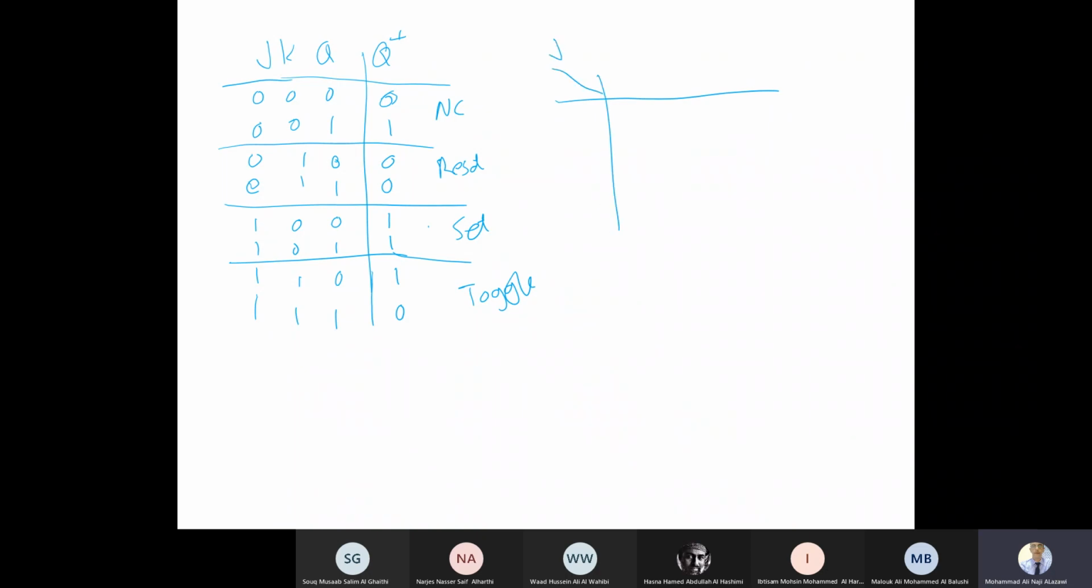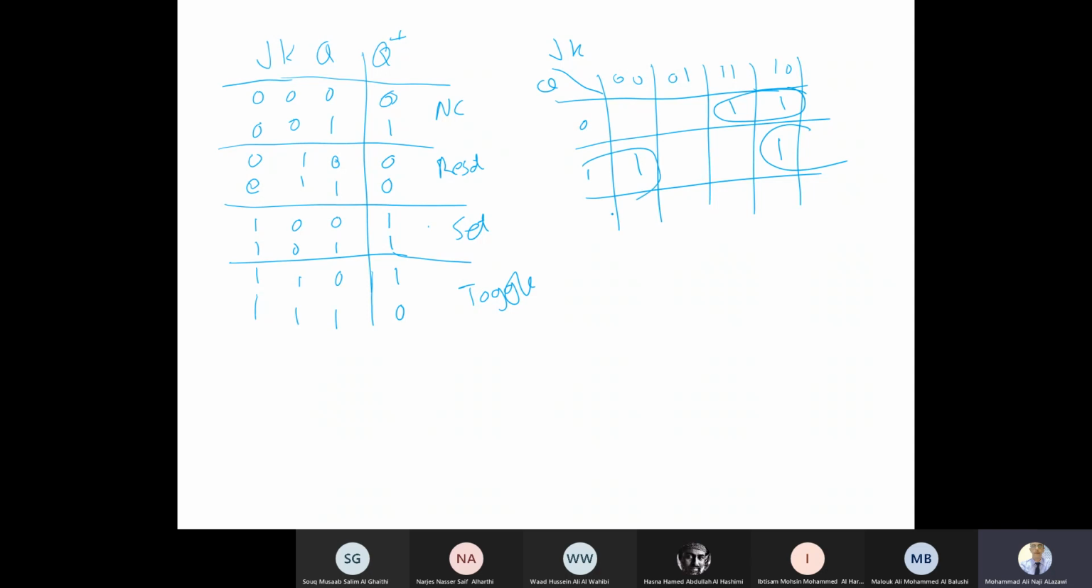I can put J, K, Q, and the rows 1, 2, 3, and 4. Here 1 0 0, 1 0 0 1, then I have one at 0 0 1, another at 1 0 0, another at 1 0 1, and one at 1 1 0. I have this one, so I can take these groups. This is the first group, and this is the second group.